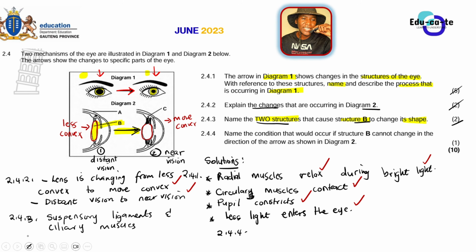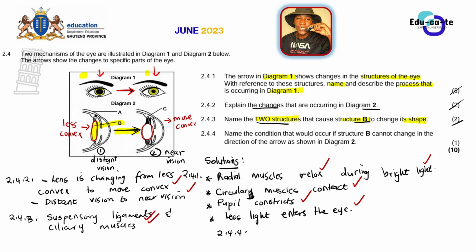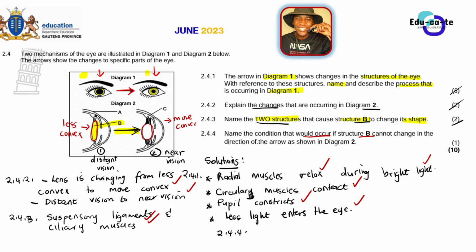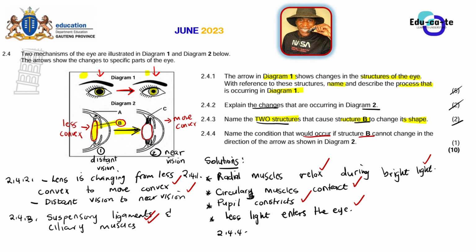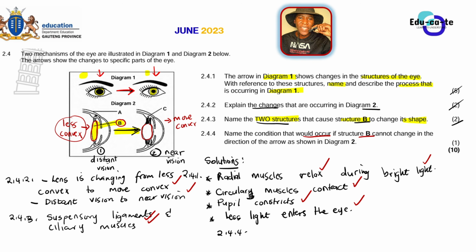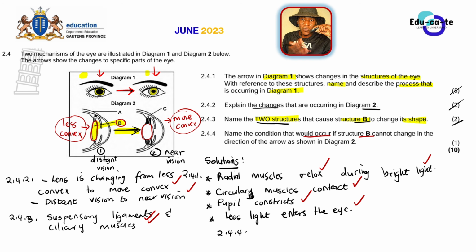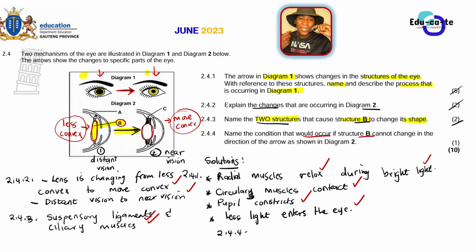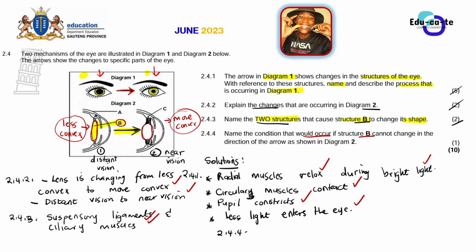It says that we should name what? We should name the human eye condition that would occur if structure B cannot change in the direction of the arrow as shown in diagram 2. So if the structure B lens fails to change its shape from less convex to more convex, as diagram 2's arrow suggests, what will happen? It means that the lens is stuck in the less convex mode.